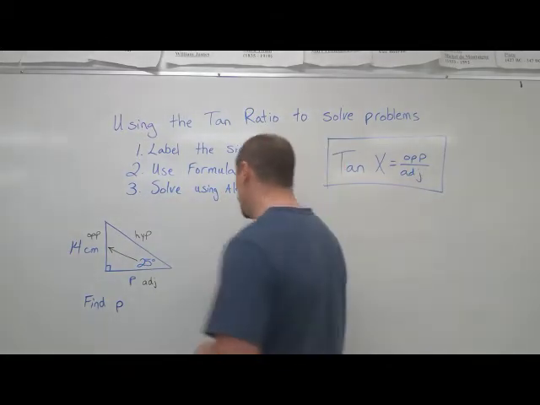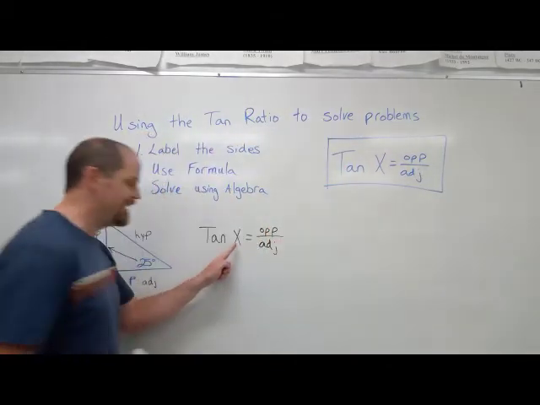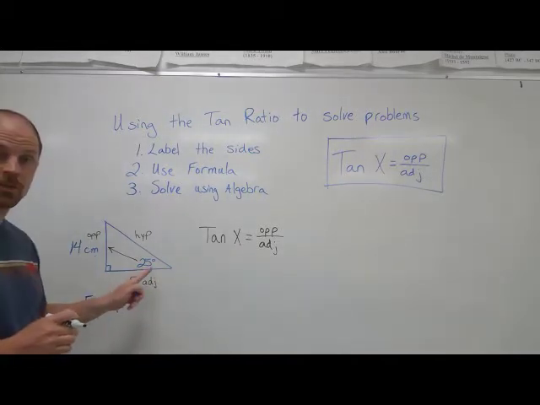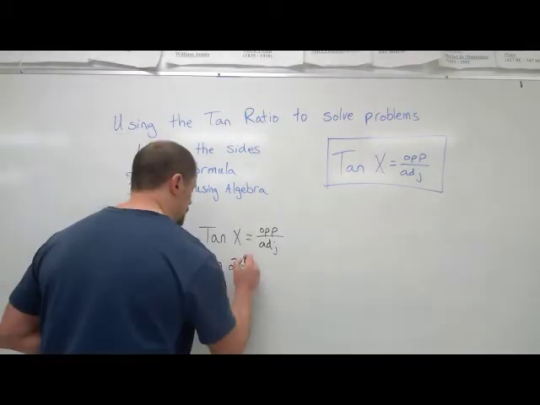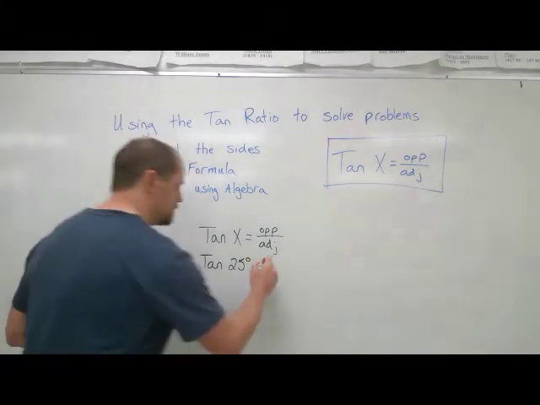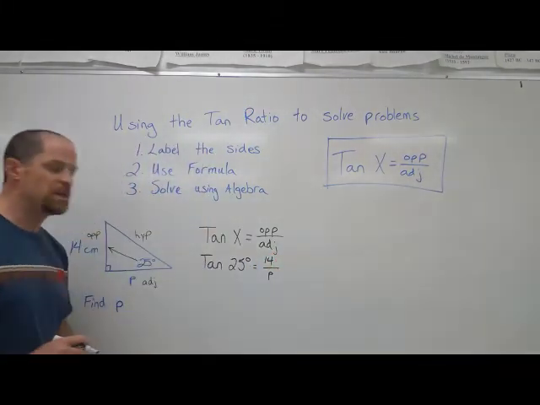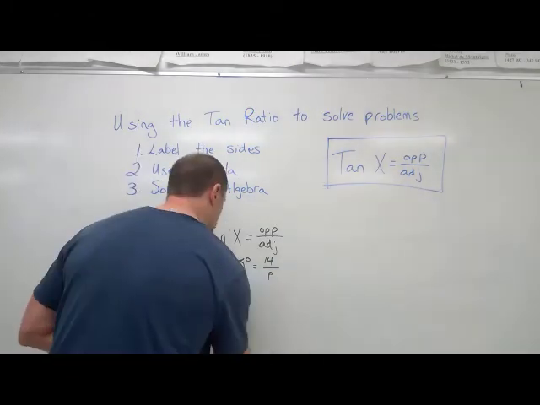So we're going to write down our formula. The x is the unknown angle. In this case, we know it's 25 degrees. Opposite is 14. And P is the unknown.